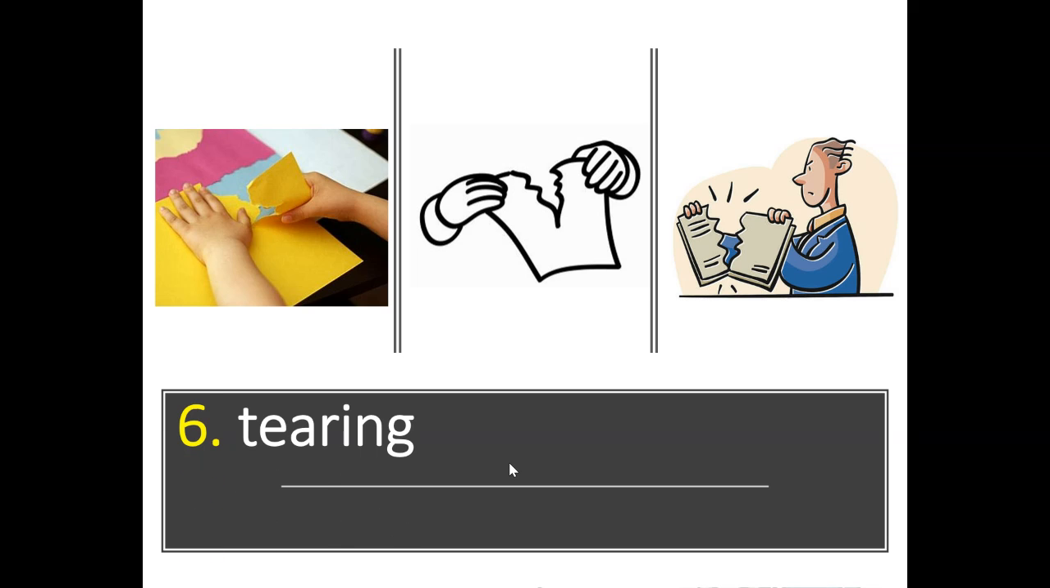Next group of pictures, what do you notice or see? I notice or I see. Well, in the first picture, I notice someone is tearing yellow paper. In the second picture, I notice someone's ripping a piece of paper, and it looks like the man in the third picture is also ripping up a paper because he's angry or upset about something. So, how are these pictures the same or similar?